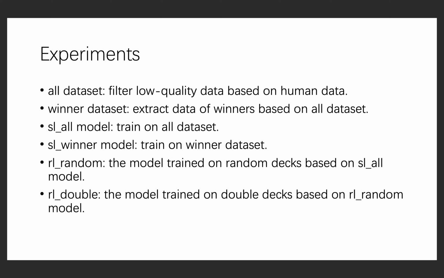We train two kinds of supervised model. The first one is named the supervised all model. This model is trained on the whole dataset. And the other one is named the supervised winner model. It is trained only on the winner dataset.